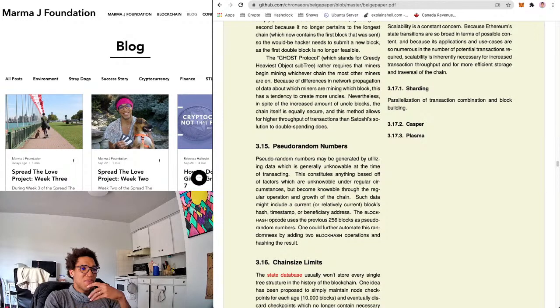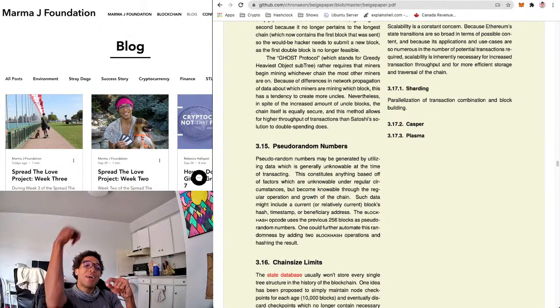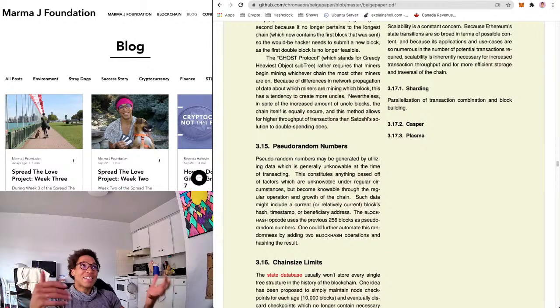This constitutes anything based off the factor that are unknowable under regular operation, but become knowable through regular operation of the chain. Okay, so a pseudo-random number is any number that is random currently, but is not random anymore once you actually look at the chain. So, for example, when you use the block difficulty to give you a random number on chain, for me, knowing the block difficulty of the next block is random, right? I don't know the block difficulty currently, but when the next block happens, I'll know it. So that's how you use a number that's pseudo-random. It's random before we know about something, but it's not random after.